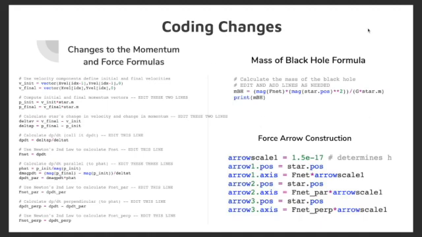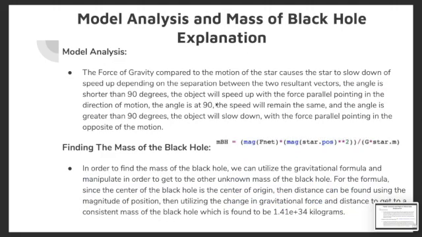Now we can also see the mass of the black hole formula right here, which uses the magnitude of the Fnet force, which is Fg, divided by the magnitude of the star's position squared, since only the star's position is needed because the black hole is at the origin, so the star's distance to the origin is the same as its distance to the black hole, and divided by the G constant and the star's mass, computed for every iteration of the while loop. Then for the error force construction, I use a scalar of 1.5 times 10 to the negative 17 for the Fnet parallel and Fnet. Now we can go to the model analysis of the mass of the black hole explanation.